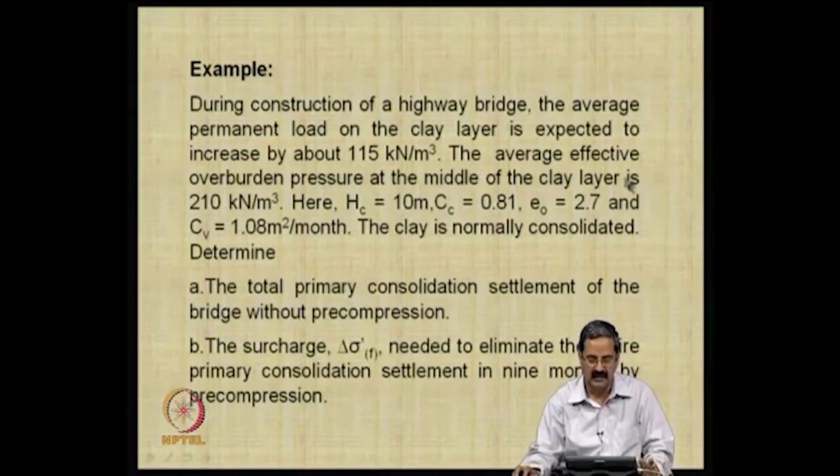So, the average effective overburden pressure at the middle of the clay layer is 210 kilonewton per meter cube, the thickness of the clay layer is 10 meters, the compression index is 0.81, the initial void ratio is 2.87, and the coefficient of vertical consolidation, Cv, is 1.08 meter square per month.